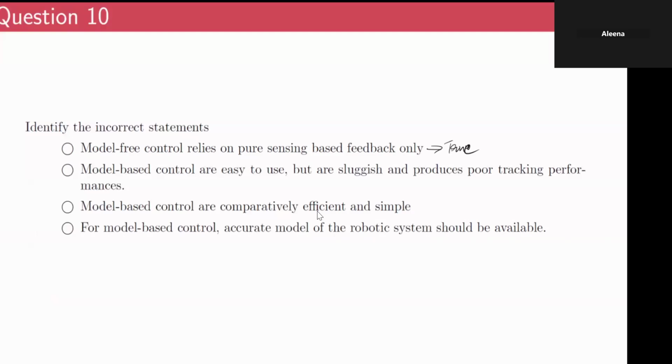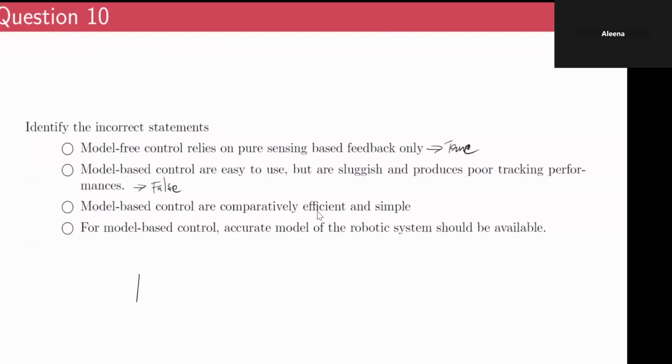Then the second statement is: model-based control laws are easy to use, but are sluggish and produce poor tracking performance. That is actually false. We have actually seen why this is so at the beginning of this lecture. Model-based are not sluggish. Sensor-based are actually sluggish.